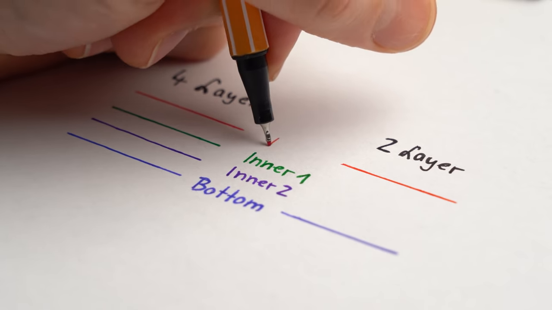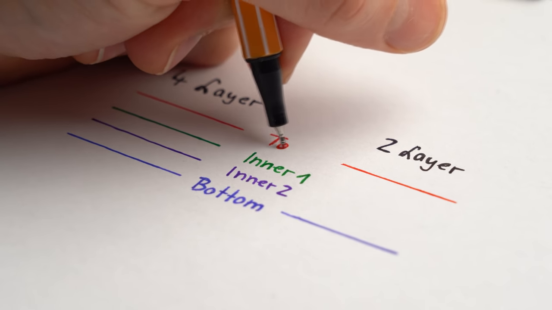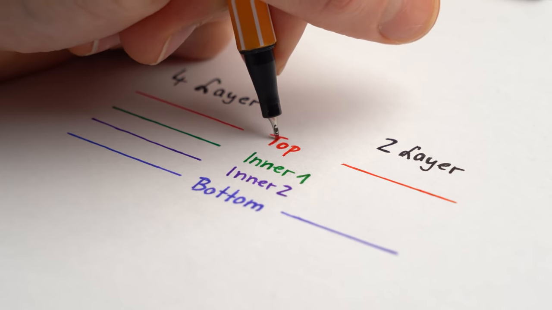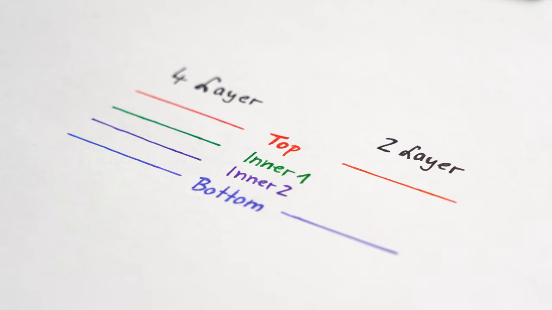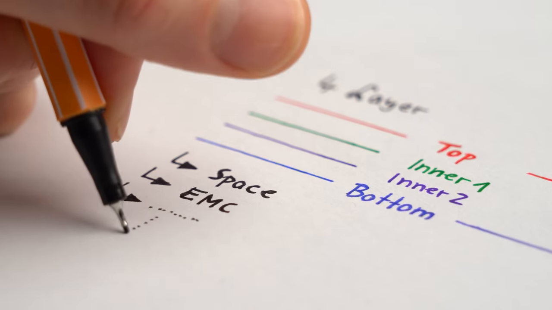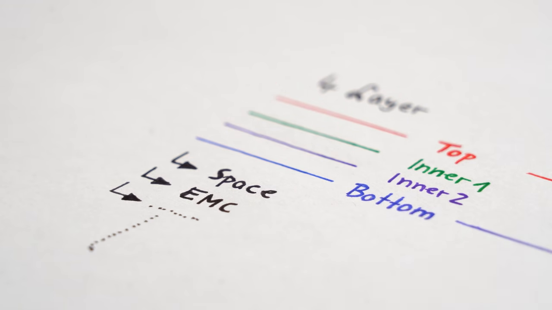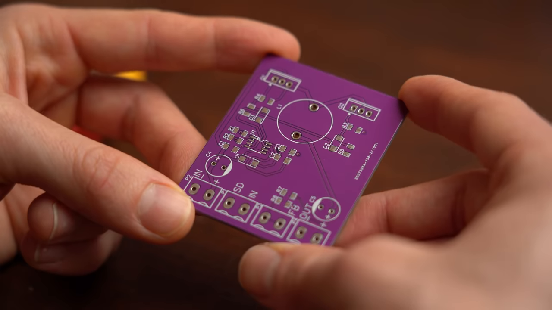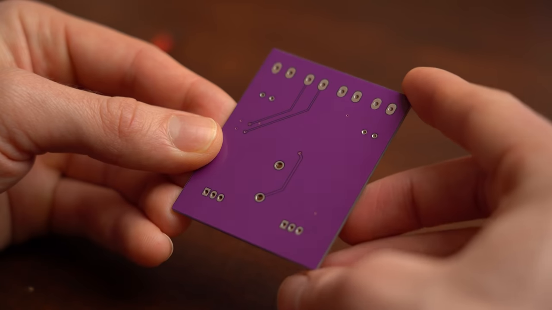Because with 4 layers, you simply have more copper layers for routing your signal and voltage lines, and thus you can squeeze your components tighter together. Of course, there are more professional reasons, like EMC problems, but let's keep it simple for now and as an example have a look at this 2-layer design I created before.